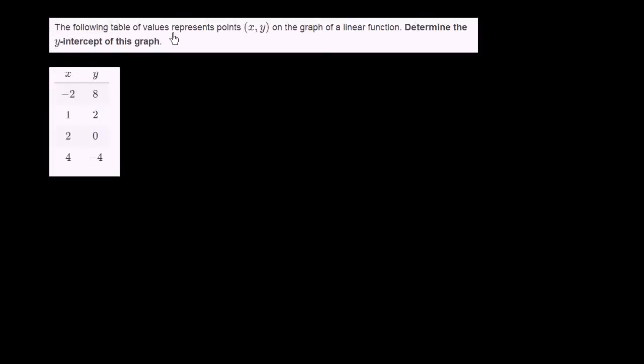The following table of values represents points x, y on the graph of a linear function. Determine the y-intercept of this graph. So just as a reminder of what the y-intercept even is, if you imagine a linear function or a line, if we're graphing it, let's say that is our line right over there. This is our y-axis, this is our x-axis. The y-intercept is where we intersect the y-axis.